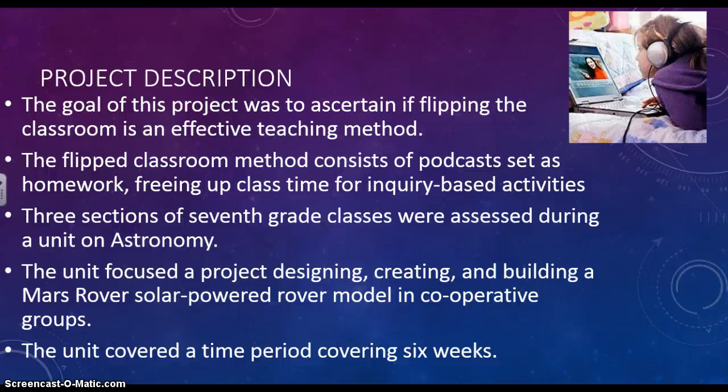Three sections of 7th grade classes were assessed during a unit on astronomy. The unit itself focused on a project designing, creating, and building a solar-powered Mars rover model in cooperative groups. Astronomy also included other areas beyond the Mars rover, but the Mars rover was the finishing part of the astronomy unit. This unit covered about 6 weeks.